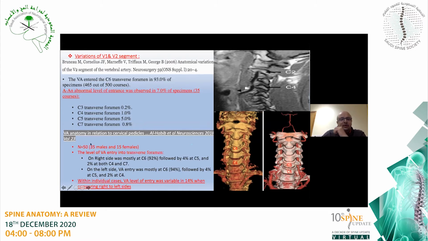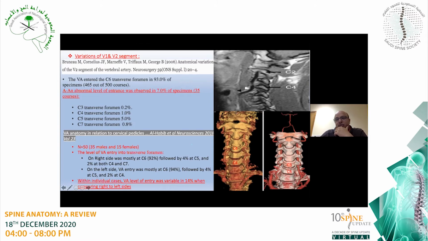We did a study in the Saudi population. Dr. Amr was the main author in King Saud University Hospital. We collected 50 patients and we studied 100 vertebral artery courses. So the level of entry into the transverse foramen was as follows. On the right side, the level of entry was at C6 with 92% prevalence, followed by 4% at C5 and 2% at both C4 and C7. On the left side, the vertebral artery enters mostly at C6, 94%, followed by 4% at C5 and 2% at C4.